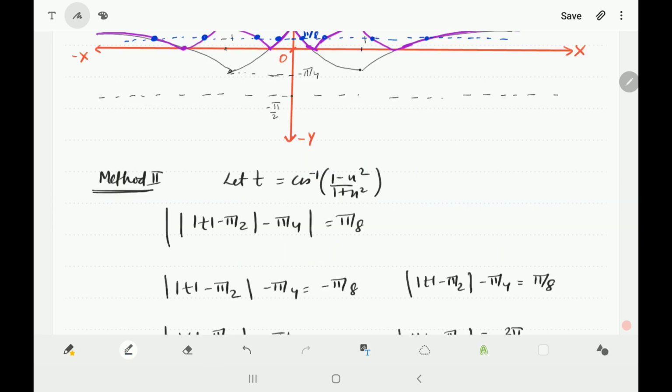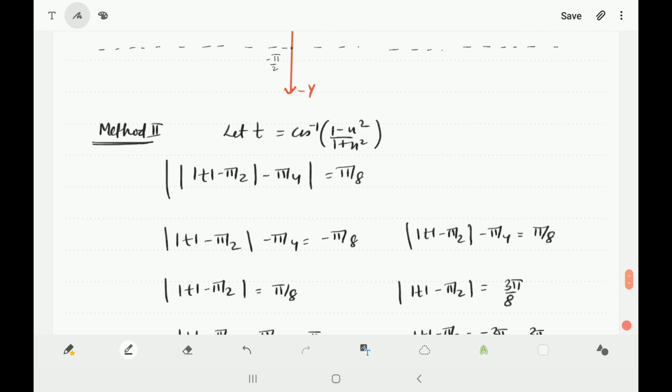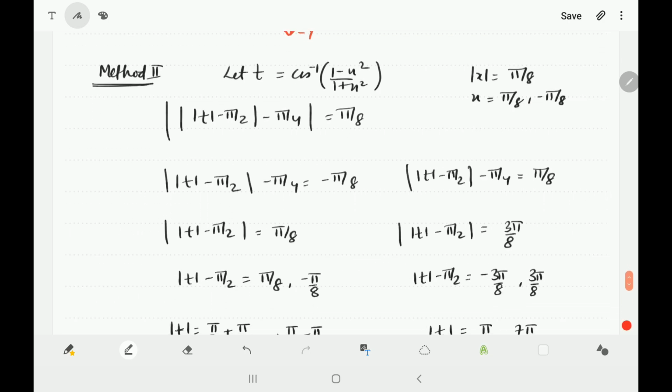Now let's look at method 2 also. Let's consider t as cos inverse of (1 minus x square) upon (1 plus x square). So our equation will reduce to mod of (mod t minus pi by 2 minus pi by 4) equal to pi by 8. Now if we open up the mod, say modulus of x is pi by 8, so x can take two values, pi by 8 and minus pi by 8. So this pi by 4 will go on the other side and get added. So it will become pi by 4 minus pi by 8, which is pi by 8, and pi by 4 plus pi by 8, which is 3 pi by 8.